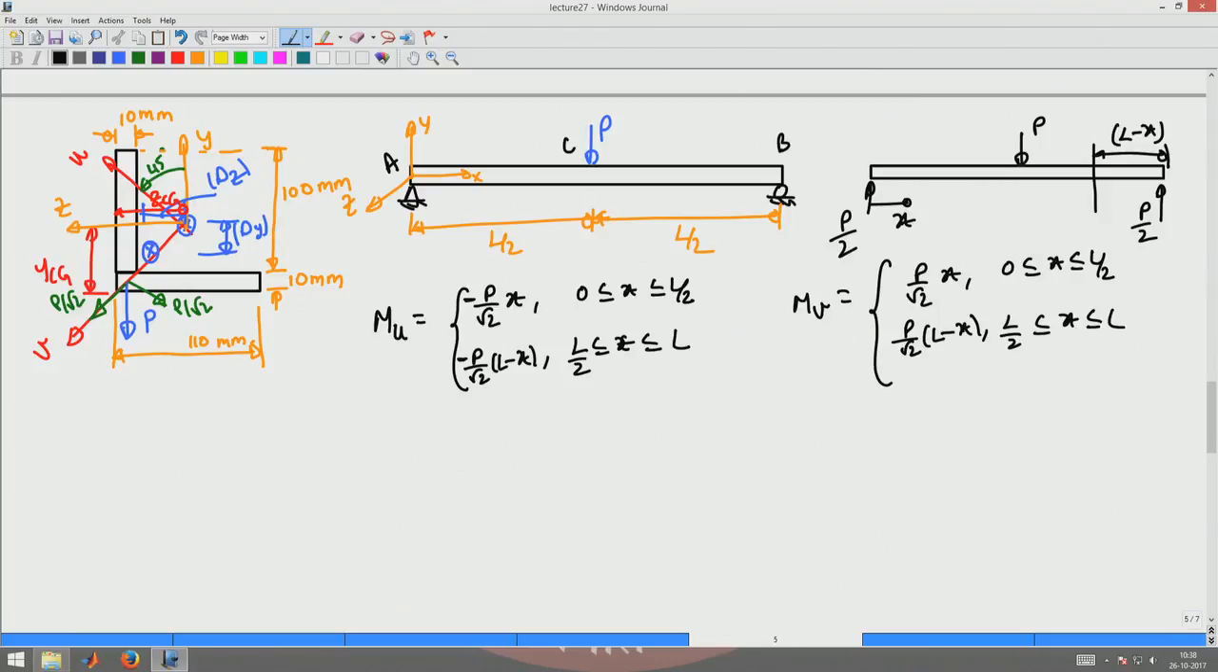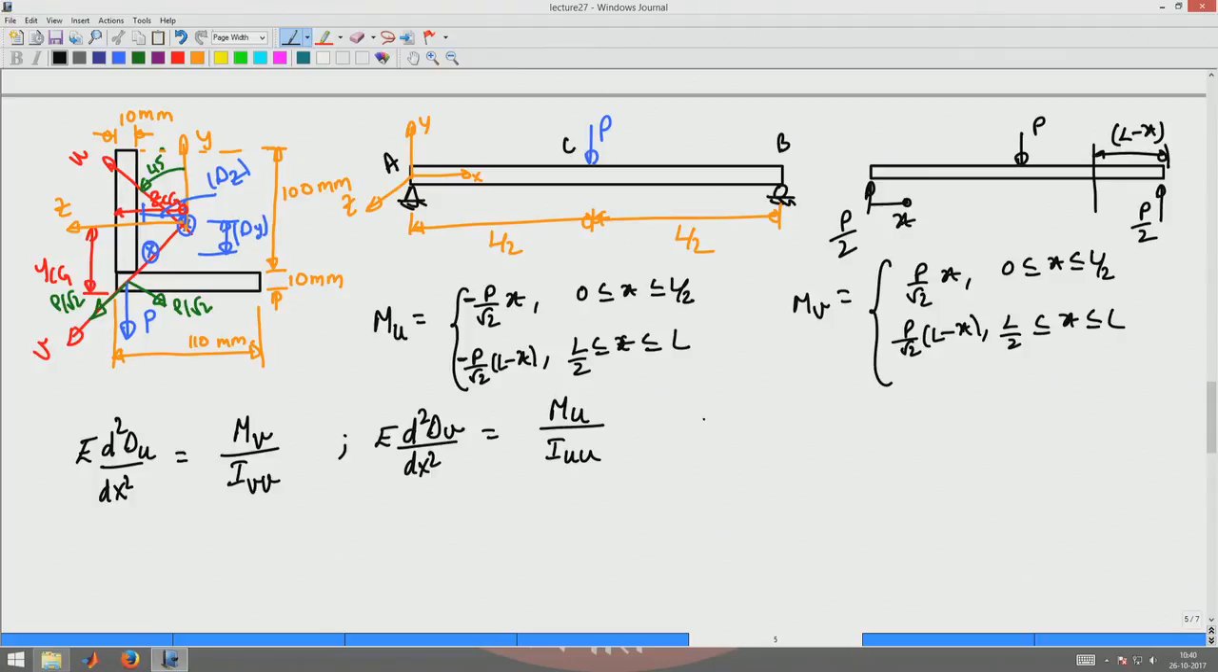Now you know that IUV is 0 since it is the principal axis, and hence E times d square delta u by dx square would be given by Mv divided by IVV. Now we have to find IUU and IVV, we will do that shortly. And similarly E times d square delta v by dx square is given by Mu divided by IUU.